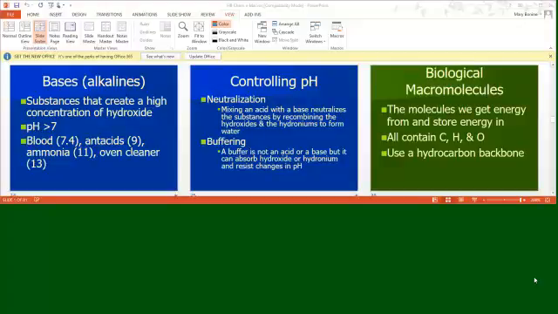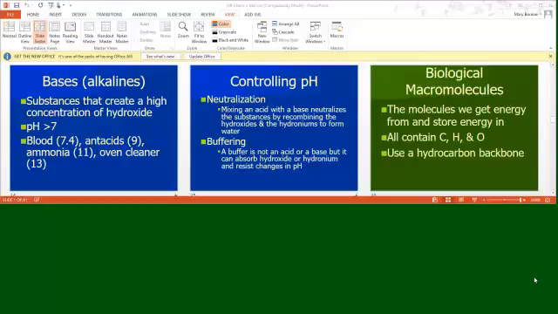Now that we've discussed some of the small-scale chemistry that you need to know about, we get to start talking about some of the more biologically relevant aspects of chemistry. So we're going to start talking about those macromolecules, those building blocks of living things. And these are building blocks of living things because they're molecules that we can get energy from and store energy in. In addition to that, they're going to play structural roles.